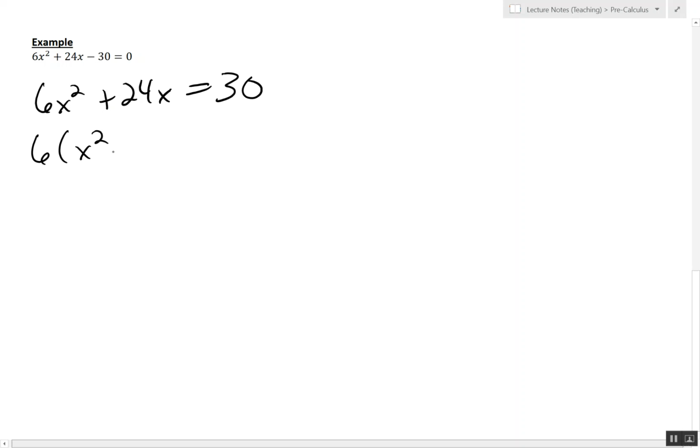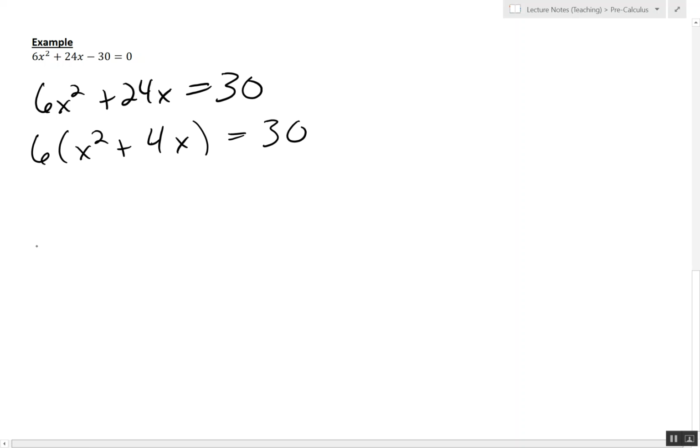So again, we're going to have 6x squared plus 24x minus 30 equal to 0. And again, we're going to move the 30 to the other side. So again, we're also going to factor out the 6. So we're going to have 6 times x squared plus 4x equal to 30.